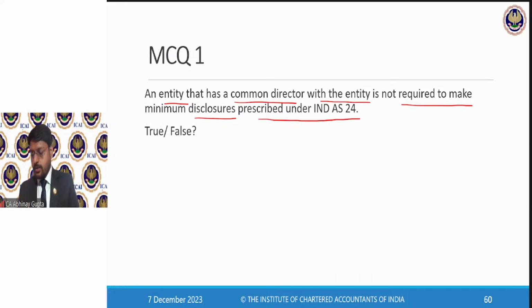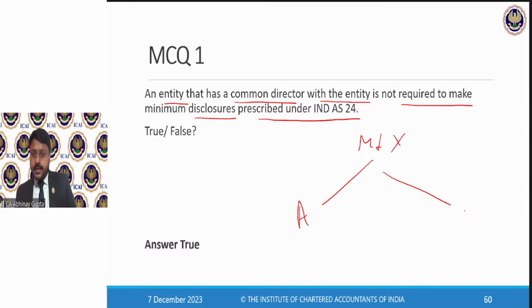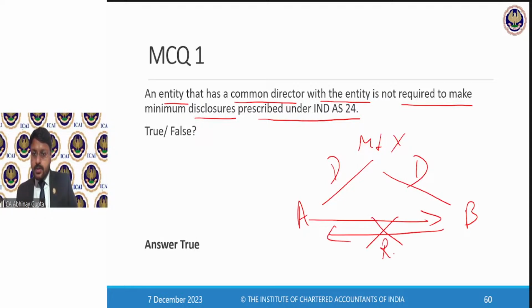I'm just waiting for your answer in the chat box. It is the simplest one. Okay, Kirti is saying true. Correct. Why? Just for everybody's clarity: Mr. X is a director in entity A and in entity B, right? Director, director. So A and B are not related to each other, right? Since they are not related to each other, no disclosure is required. Correct?